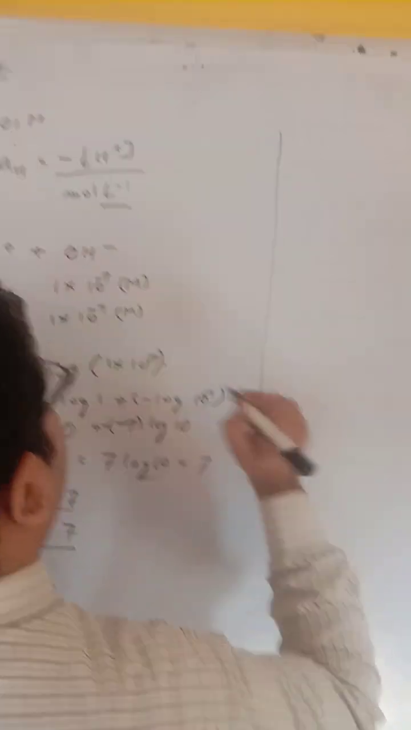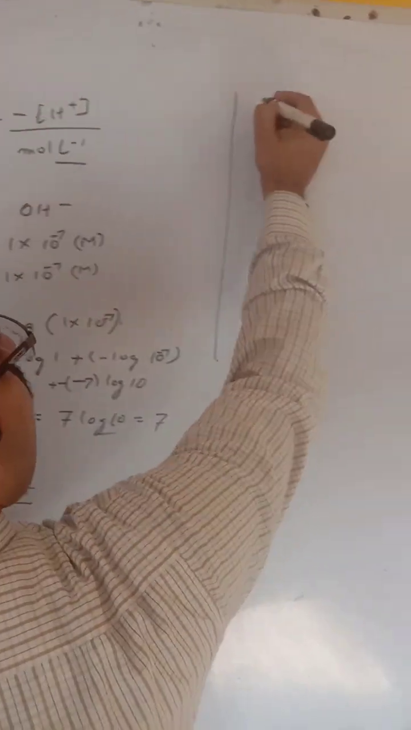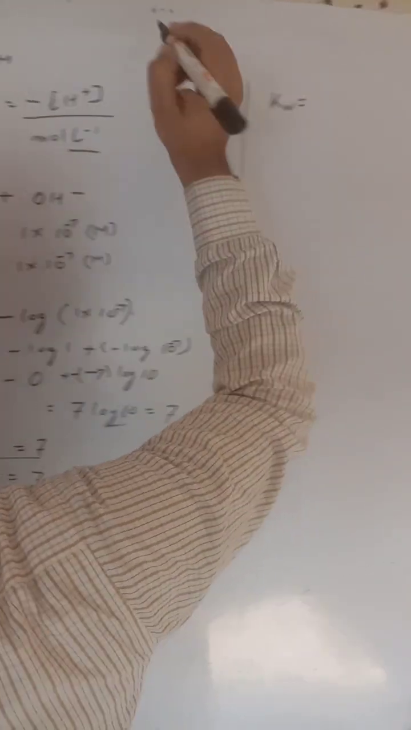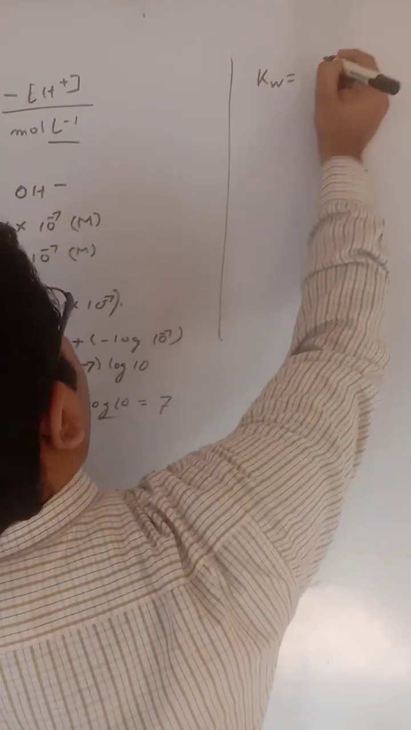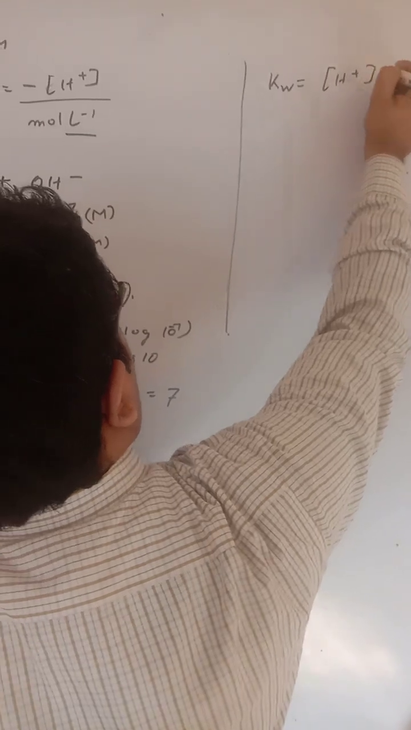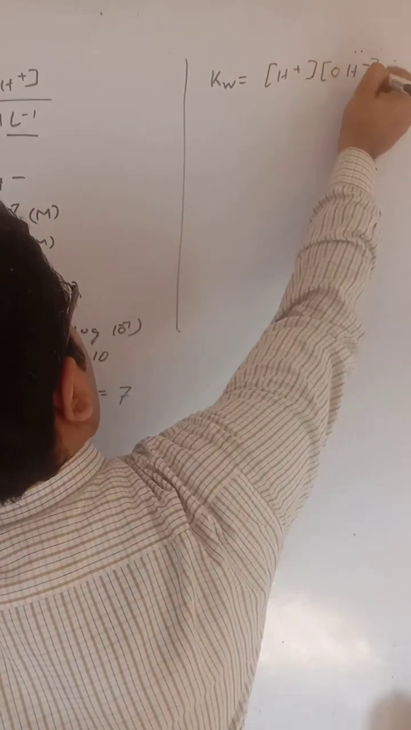Now again, if you follow this equilibrium and try to find out the water dissolution constant, it becomes like this: H plus into OH minus.